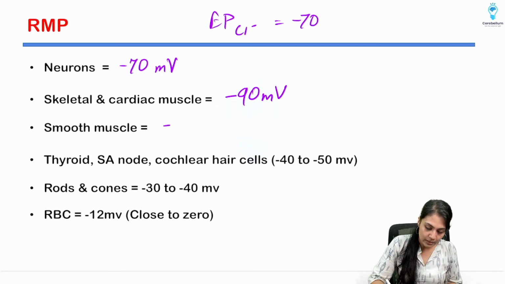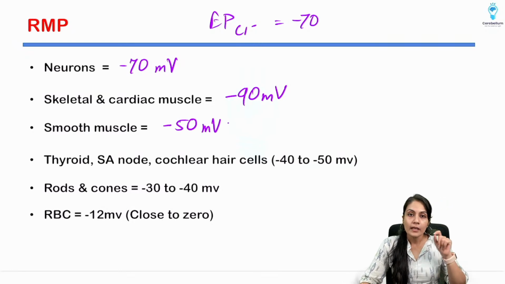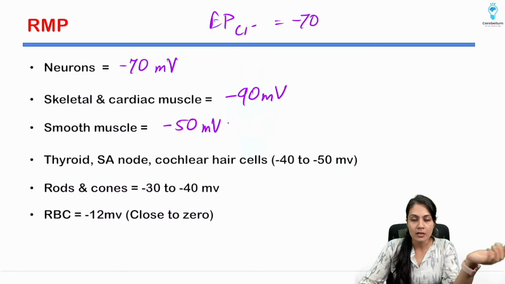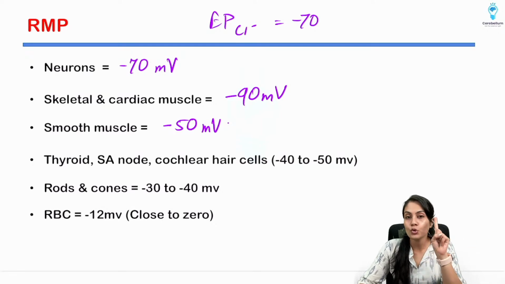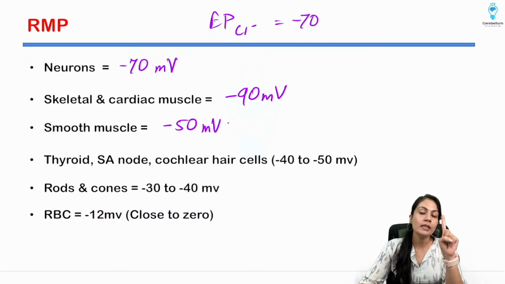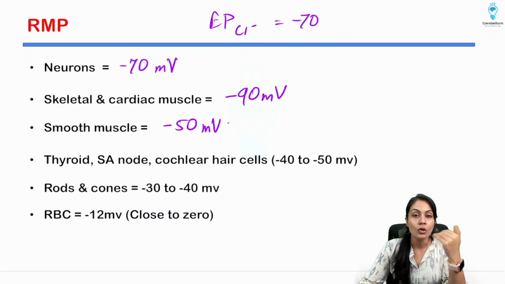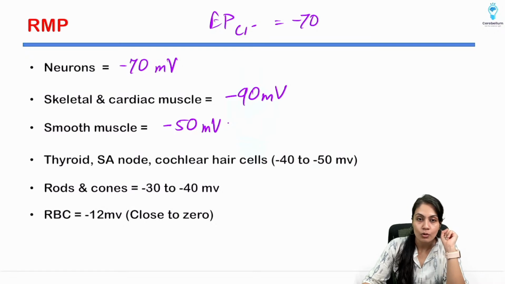What about smooth muscle? Everything is near minus 50. Even the nodal tissue of the heart, that is modified cardiac muscle. If you have to choose one value, then you can choose minus 50 mV. Okay, but remember, it has a non-stable value, which is minus 40 to minus 60 mV, which we have discussed in the CVS lectures also, right?